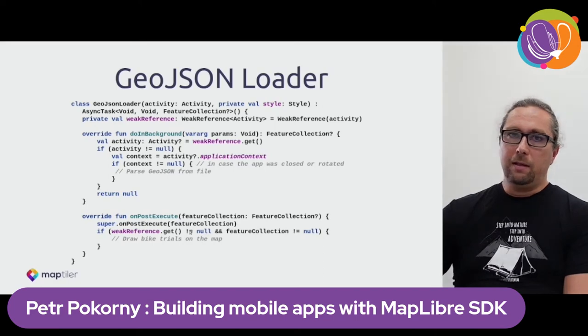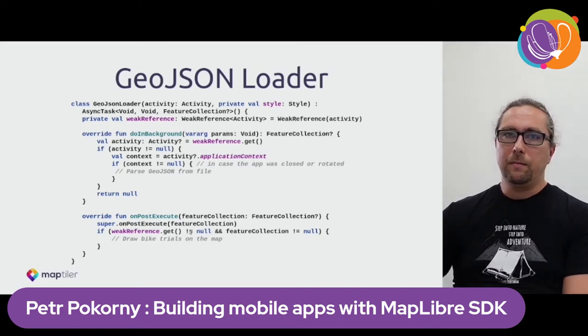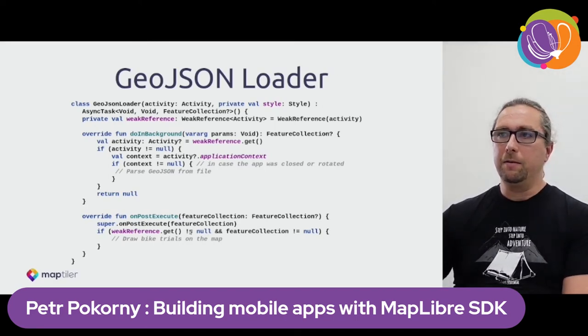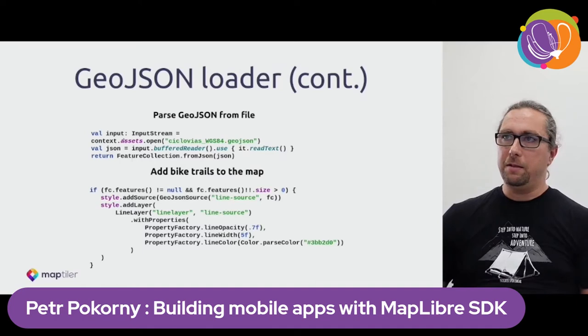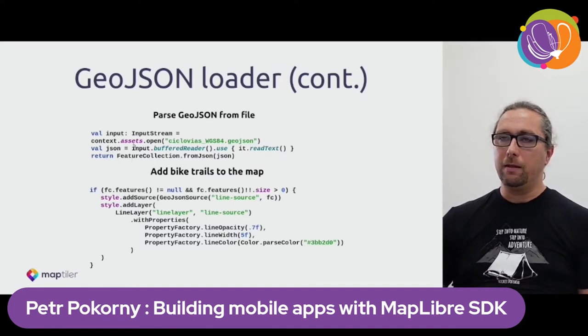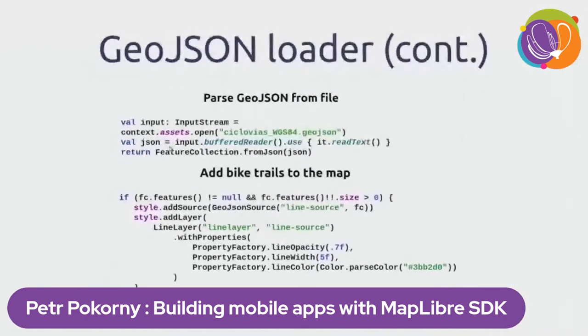So that's the skeleton for the class, which will help us to read the GeoJSON from local assets. And then the rest is easy. We will just open the stream from assets on the device. And then we will use Kotlin and the library there to read the data, parse it.